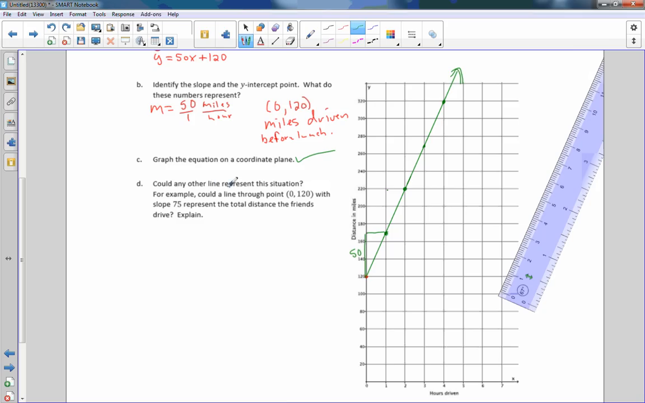Could any other line represent this situation? For example, could a line through this point with a different slope represent the total distance the friends drive? And the answer is no. The 75 miles per hour is greater than 50 miles per hour. So any line that is different than this one would result in driving faster or slower depending on your slope of your line. The smaller the slope, the slower you go. The faster you go, the steeper the slope.